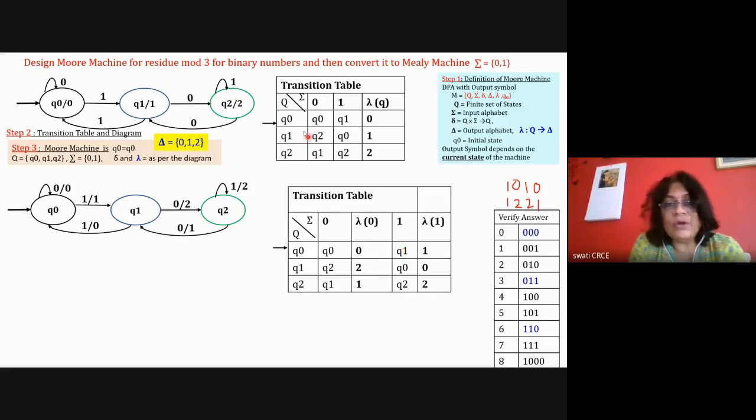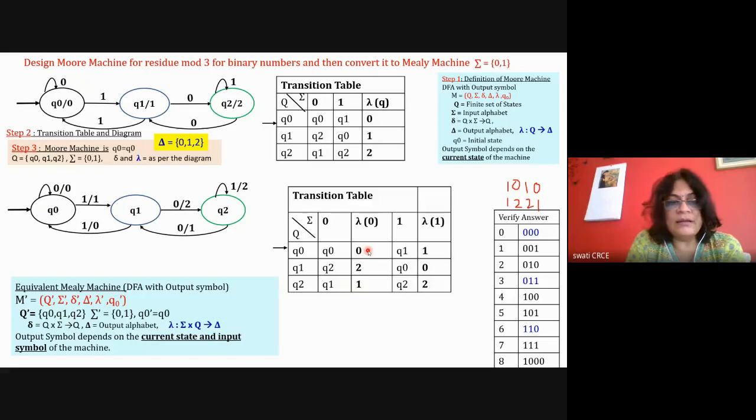Or, when you are converting table to table, whenever Q0 is there, your output is 0. So in the state transition function, Q0's output is 0, Q2's output is 2, Q1's output is 1. Like this also you can write down, and then draw the diagram. But this is very easy. So first you draw the diagram and then write the table, and you see that for input symbol 0 the output symbol was 0. So Q0 with input symbol 0, output symbol was 0. Like this you complete the table, then write down the final answer for the Mealy machine.